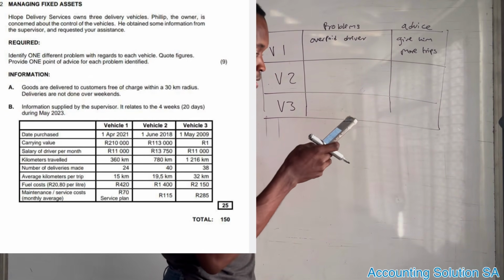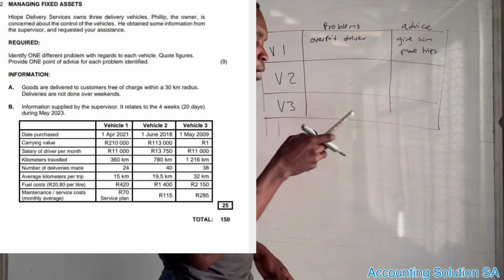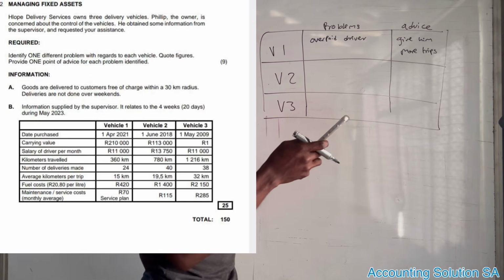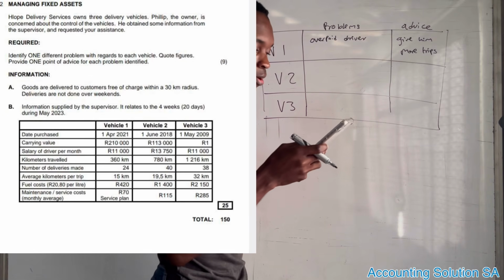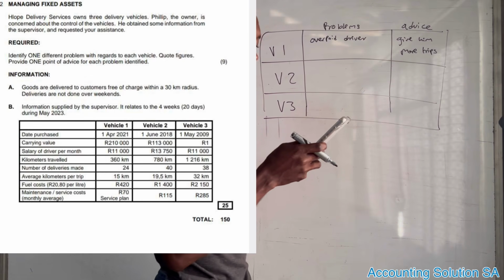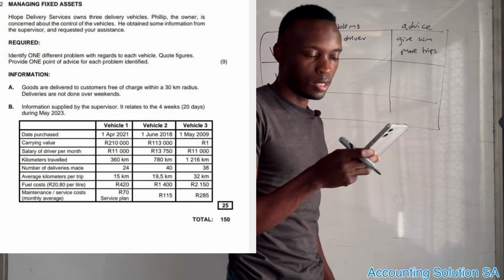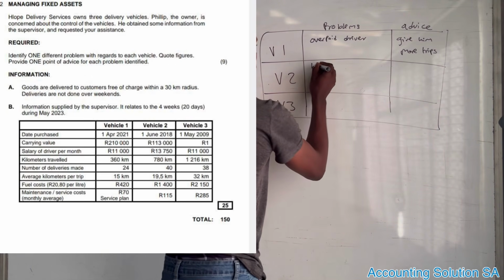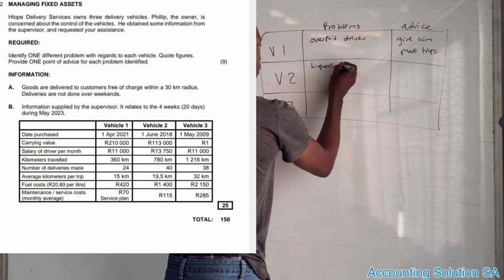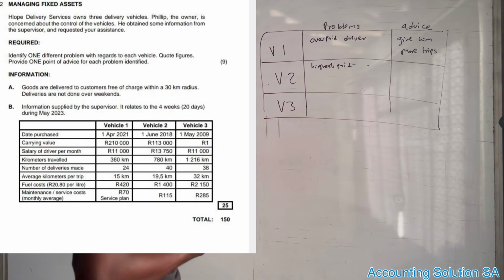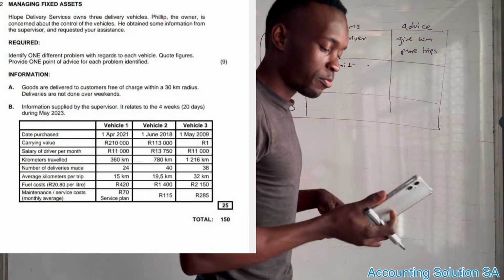This is not nice. Vehicle 2 is the highest paid driver. And how many kilometers did he do? 780, but even 780 is still not enough compared to number 3. This is the highest paid driver, and we were supposed to see at least a lot of movement from him.